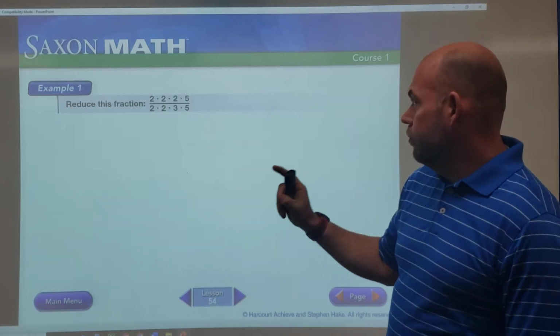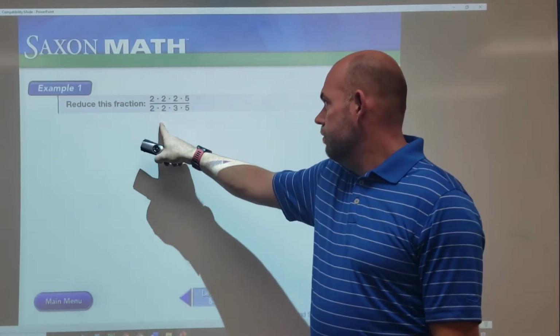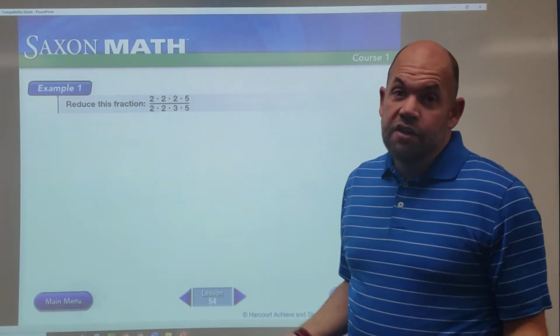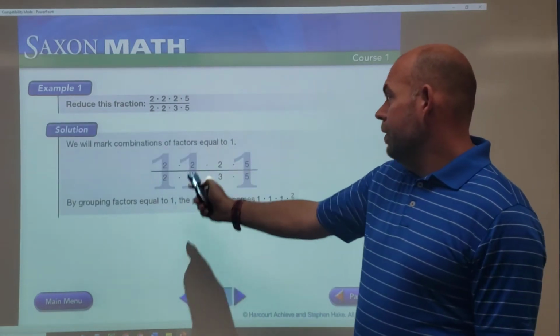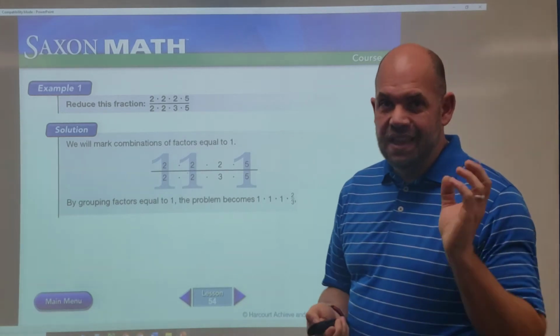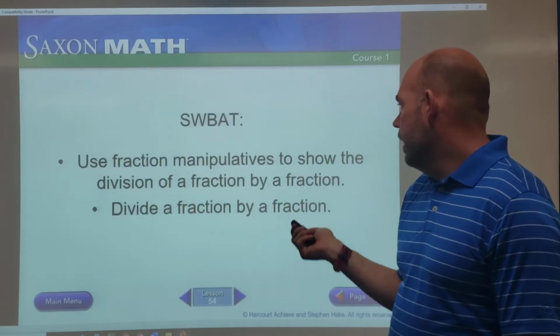So let's reduce this fraction. We're going to just look for 2 over 2, get rid of it. 2 over 2, get rid of it. 5 over 5, get rid of it. All we're left with then is 2 over 3. So it's reduced. It's just 2/3 is our answer because we got rid of the things that equal 1. So by grouping those factors, the things that equal 1, let's just get rid of those and then it will be reduced down to 2/3.